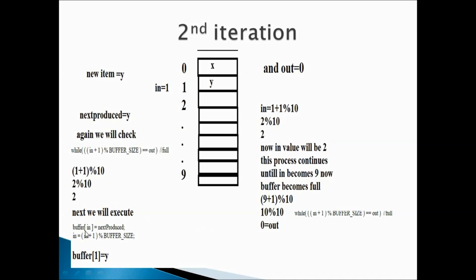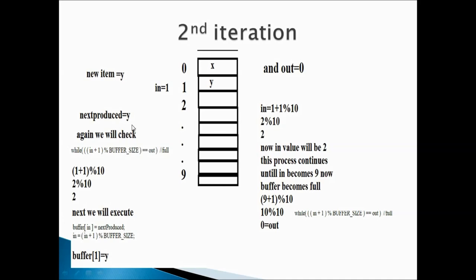You can see here buffer of in is equal to next produced, that is buffer of in is now 1, because it is empty, right? Buffer is empty, I can proceed. Buffer of 1 is equal to next produced. So what is there in next produced? Y. I told that, right? Y is there in the next produced variable. Next, I'm going to store that Y in the location 1. Understood, guys? Any doubts? If you have any doubts, you can post them in the comment section, right?